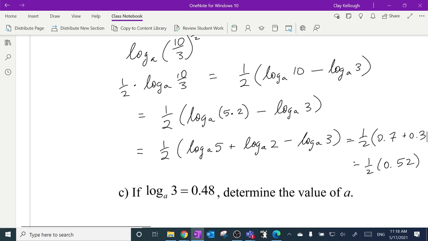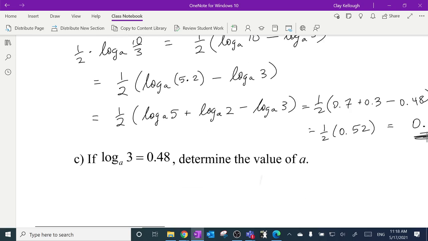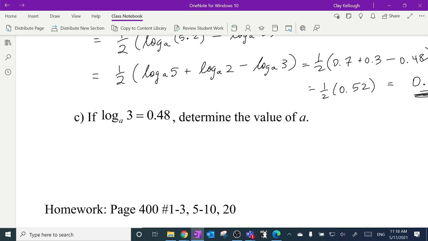This one, however, we might need a calculator for. Log to the base A of 3 is 0.48. Find the value of A. Yeah, this one I'm going to need a calculator for. All of the questions in the examples up till now would have been on the part of the test where we don't let you have a calculator. This one you'd need a calculator.